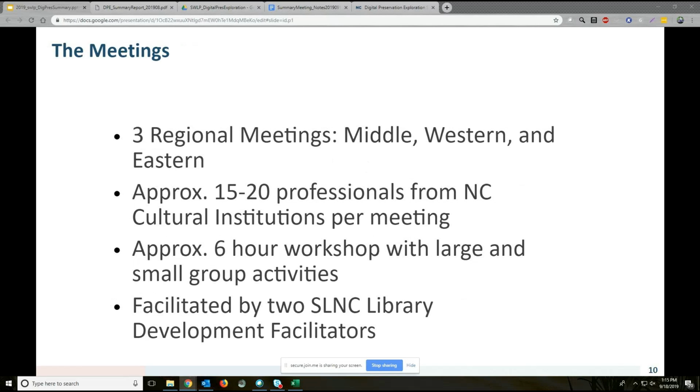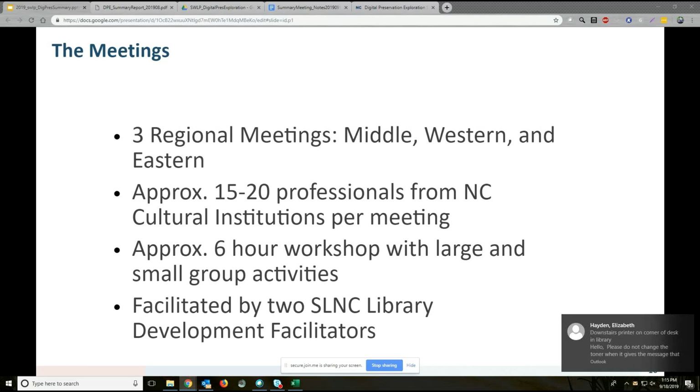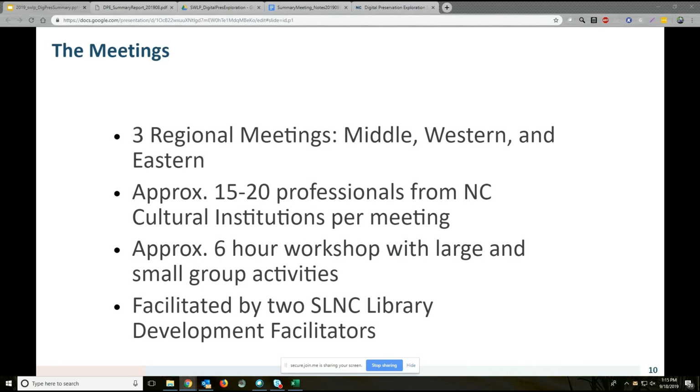To do this, we decided to do 3 regional meetings, essentially trying to angle each geographic area of North Carolina, so middle, western, and eastern. The middle meeting was at UNC Greensboro, the western meeting was at Western Carolina University, and the eastern meeting was at East Carolina University. Approximately 15 to 20 professionals from North Carolina cultural institutions attended each meeting. The meetings were approximately 6-hour-long workshops with large and small group activities. We also had the meetings facilitated by 2 State Library of North Carolina library development facilitators.